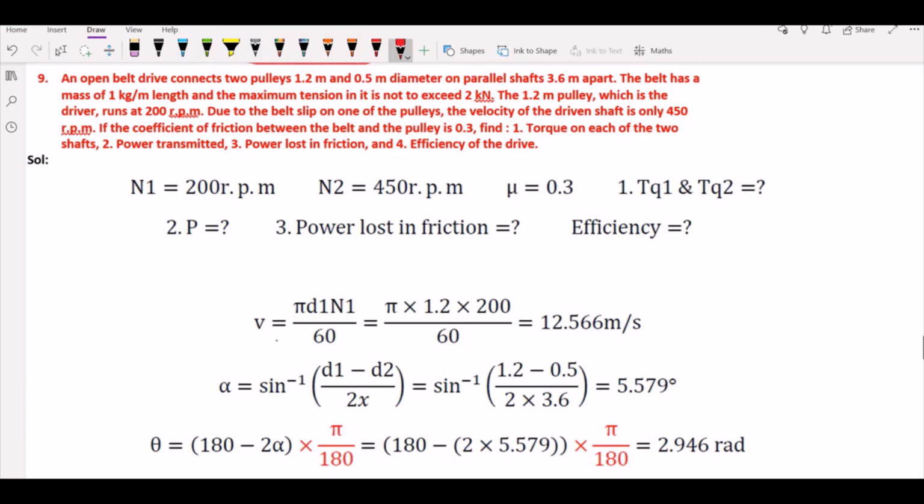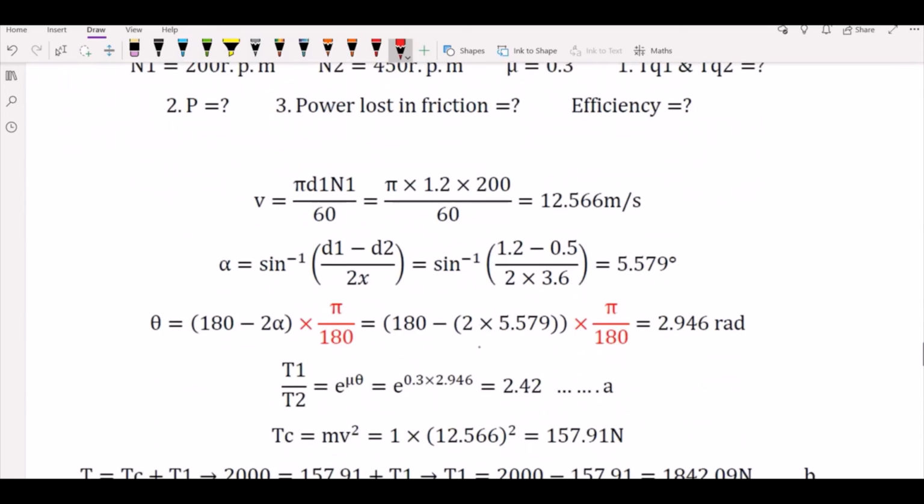First let us go with the calculation of torque. To calculate this torque, the tensions T1 and T2 are to be calculated. So how do you calculate T1 and T2? V is equal to pi d1 n1 by 60, then you will get the V value over here. The angle of wrap is not given, so we'll substitute it from the already known relation, alpha is sine inverse of (d1 minus d2) by 2x, substituting over here, then you'll get theta. Once theta is known, T1 by T2 is equal to e power mu theta.